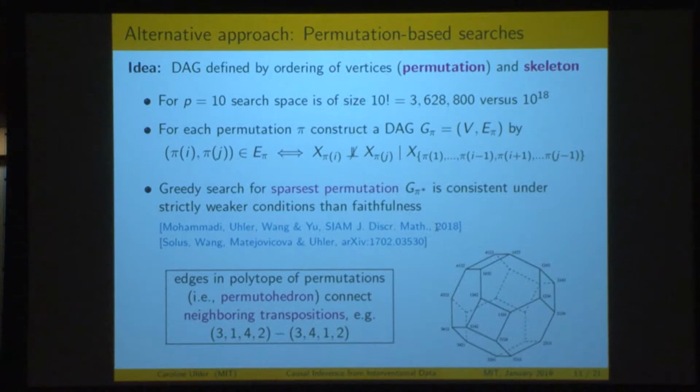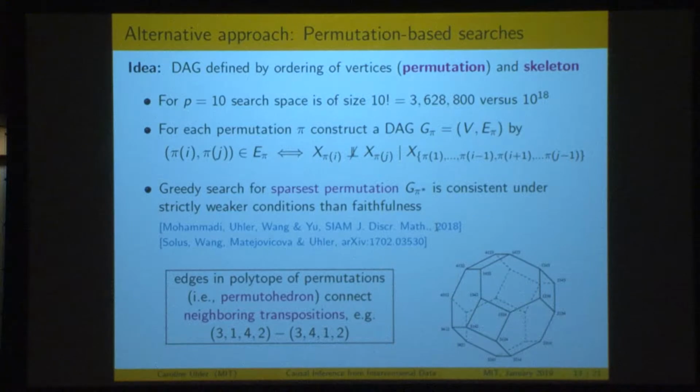Okay, so I gave you a score function, just the number of edges. You start in any permutation, you compute its undirected graph, you count how many edges you have, you look at your neighbors, and you just walk there if you have less edges. Okay, that's a super simple algorithm, and in fact, we can prove that this is consistent under strictly weaker conditions than both of the other types of algorithms that were around.